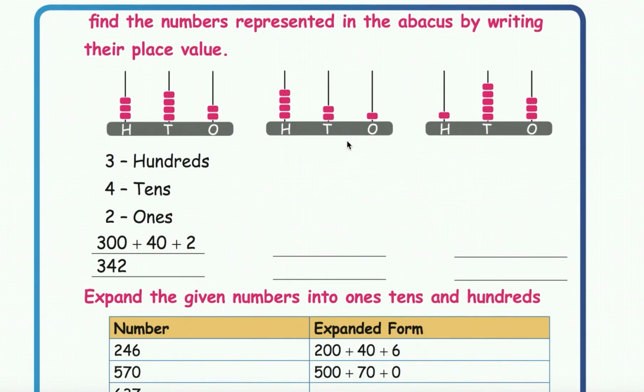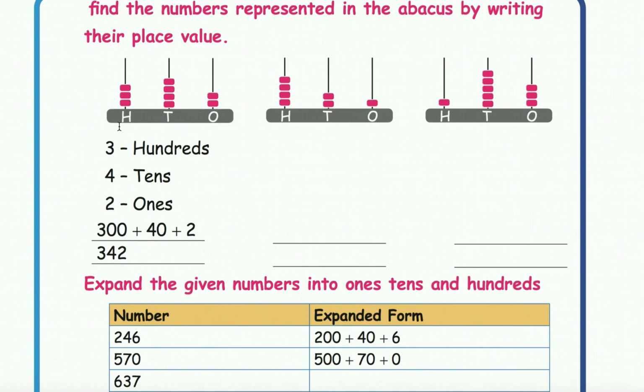find the numbers represented in abacus by writing their place value. Here 3 hundreds, 4 tens, 2 ones. 300 plus 40 plus 2, 342. Like that. This one 400 plus 20 plus 1, 421. Okay. See 4, 2, 1. You just write the place value, automatically it will come. You need not check also. 4 into 100 plus 2 into 10, 400 plus 20 plus 1. Like that also you can go in a long way. Otherwise you just write the place value here, automatically the answer will come. Okay, 4 2 1 421.